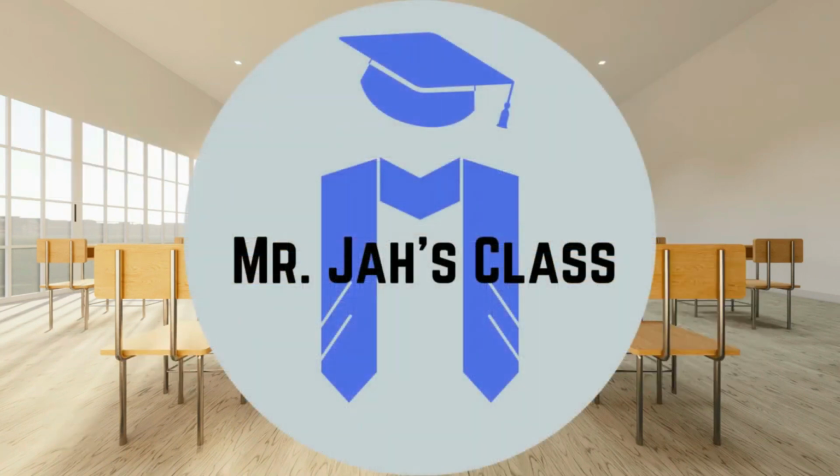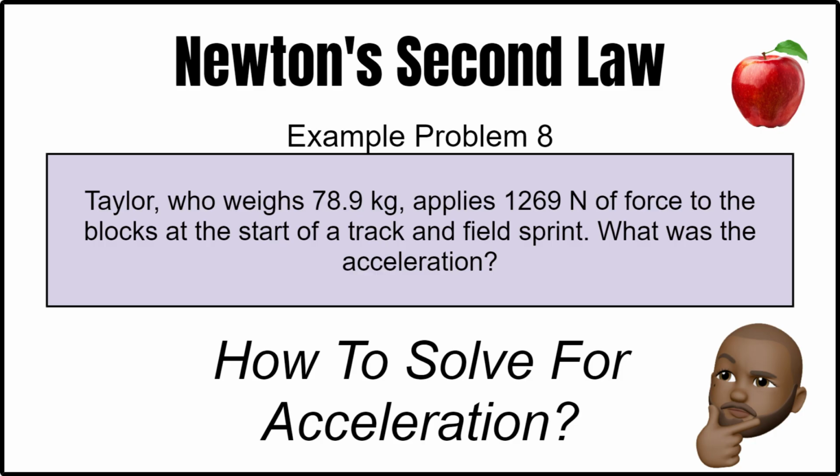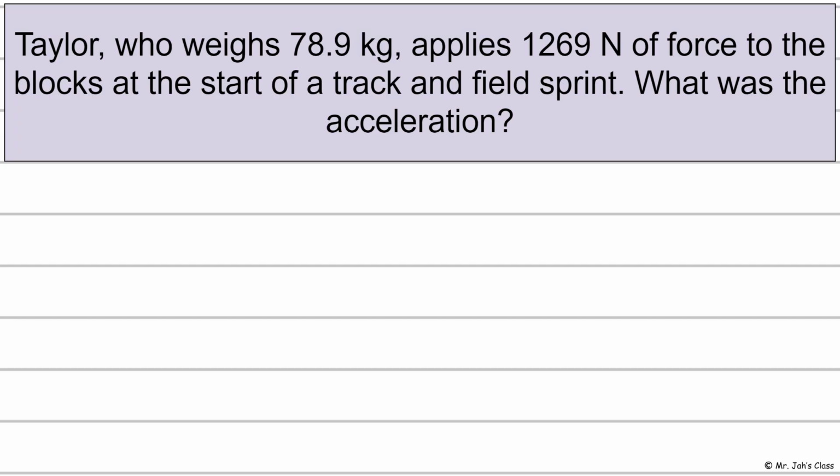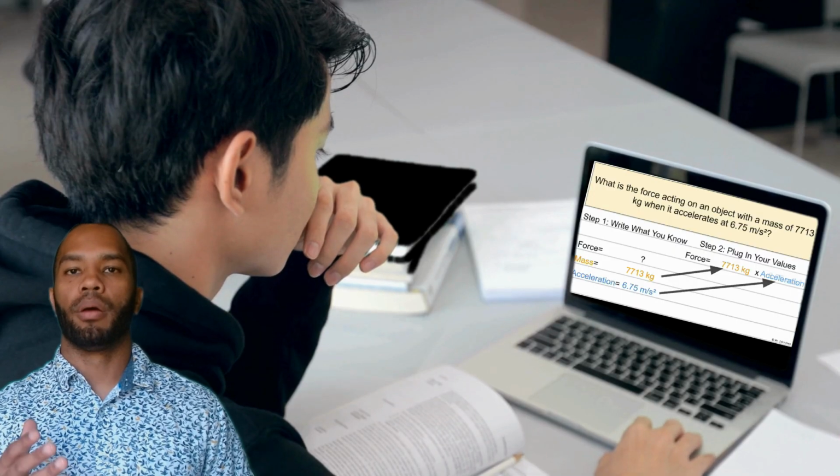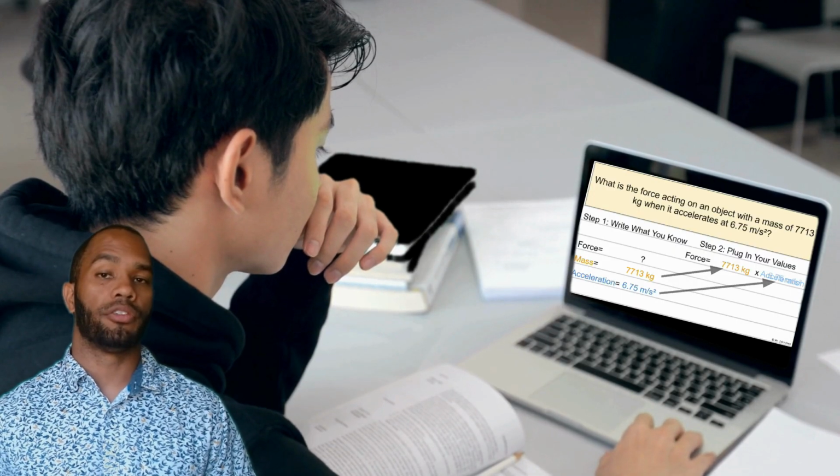Let's get started. How to solve for acceleration when dealing with Newton's second law. Let's take a look at this problem. Taylor, who weighs 78.9 kilograms, applies 1,269 newtons of force to the blocks at the start of a track and field sprint. What was the acceleration?